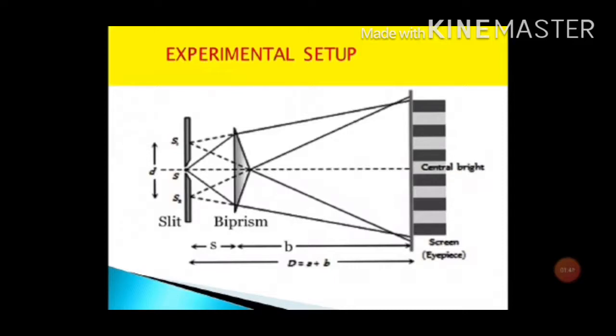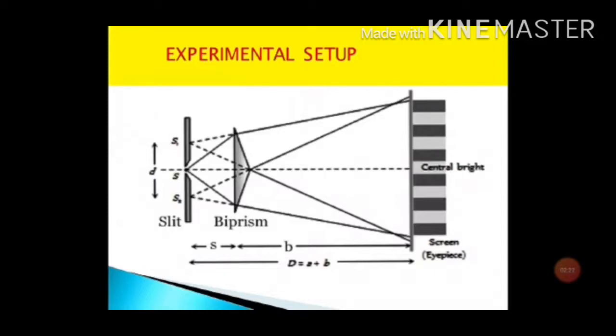Let small d be the separation between these two coherent sources S1 and S2. We have used a screen placed at a distance capital D from the slit. So capital D is the distance between the slit and the screen. If I divide it in two parts, let small a be the distance between the slit and the biprism, and small b the distance between the biprism and the screen. So capital D will be equal to a plus b.